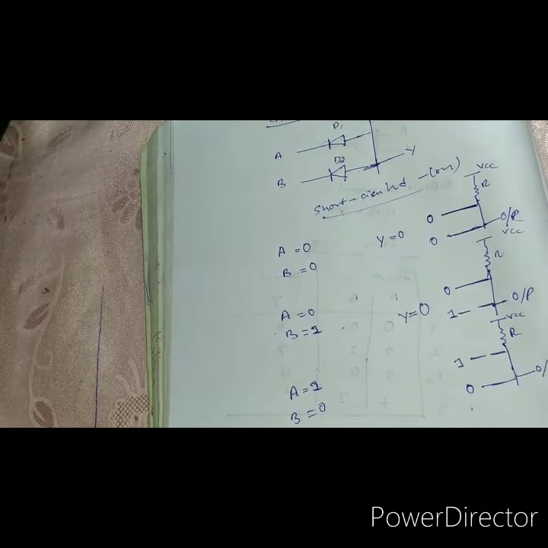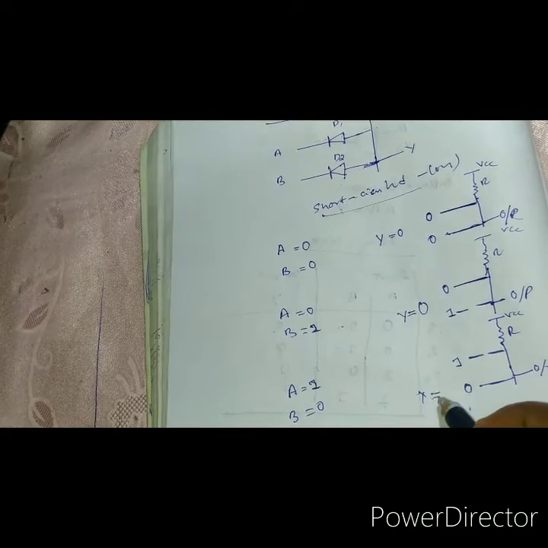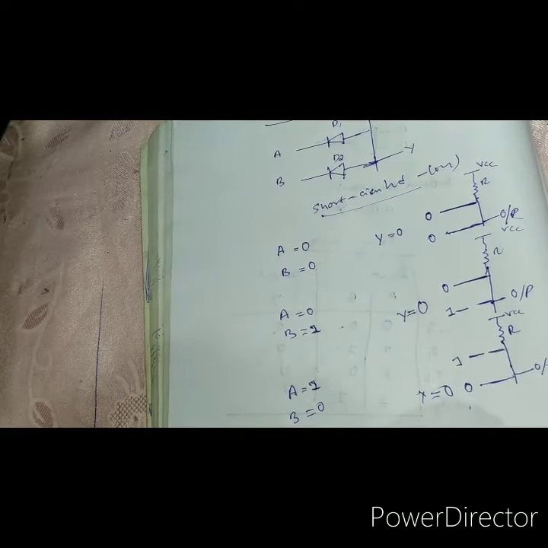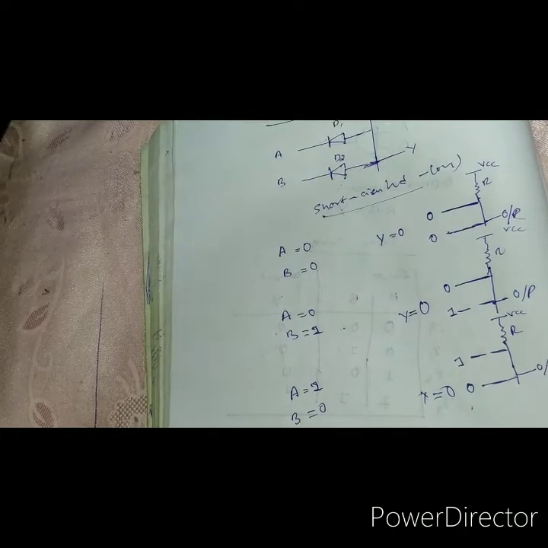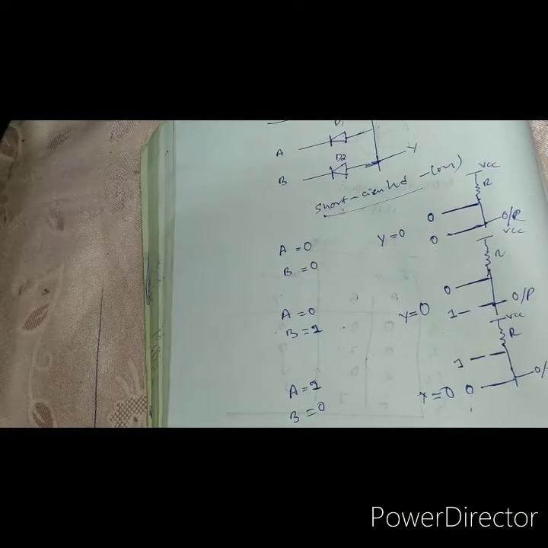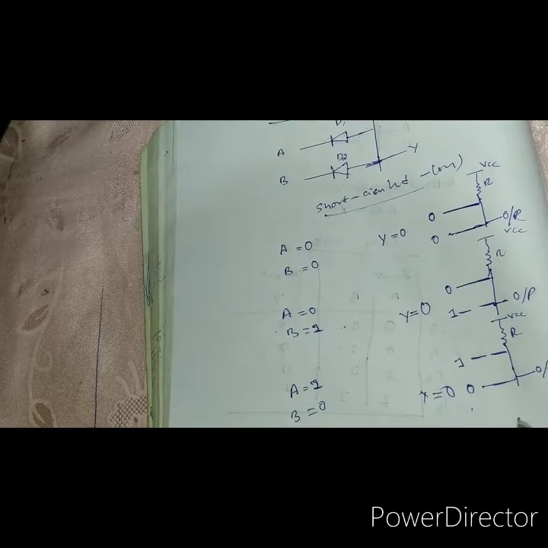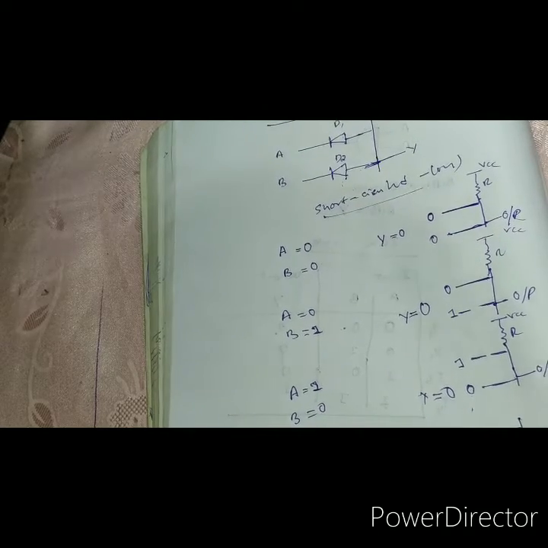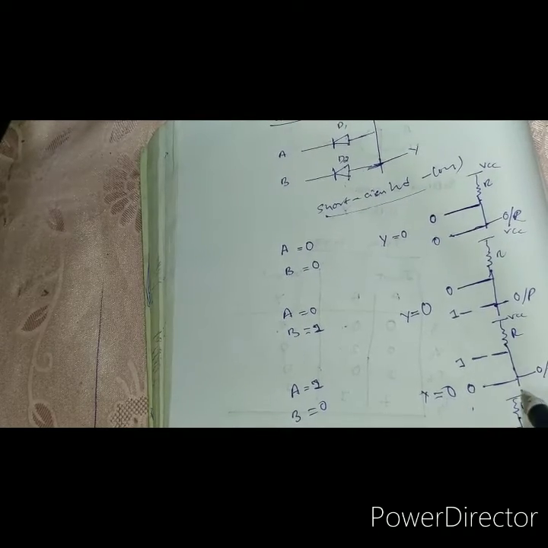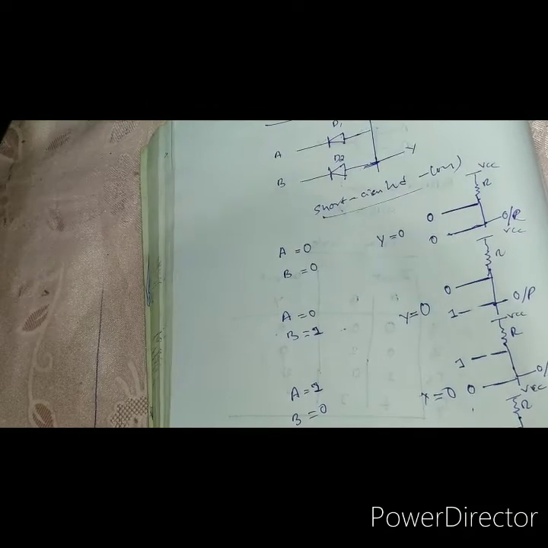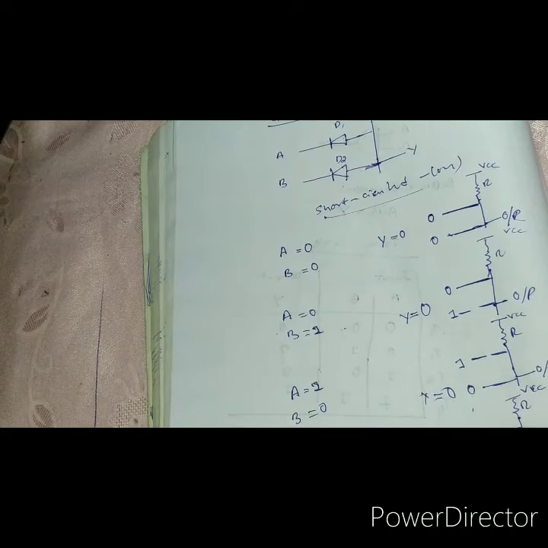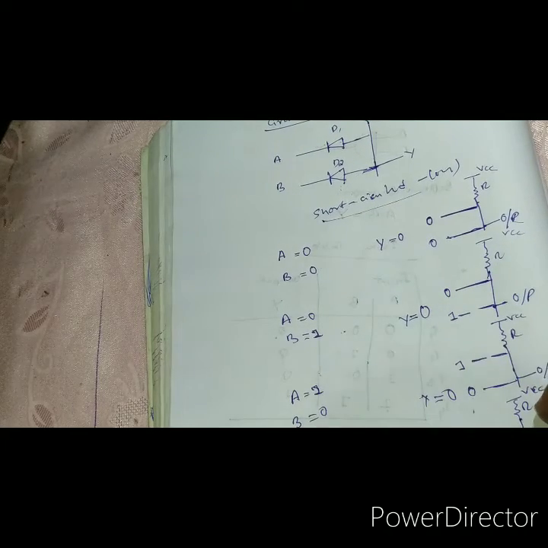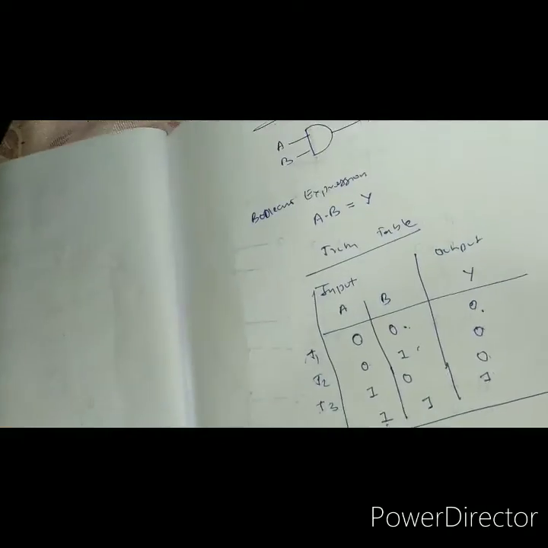This is the output. Again the Y will be 0. Suppose both A and B are high, then both diodes are open circuited. This is output and VCC. So Y will be 0. So this Y is 1. So we can see that this matches the truth table.